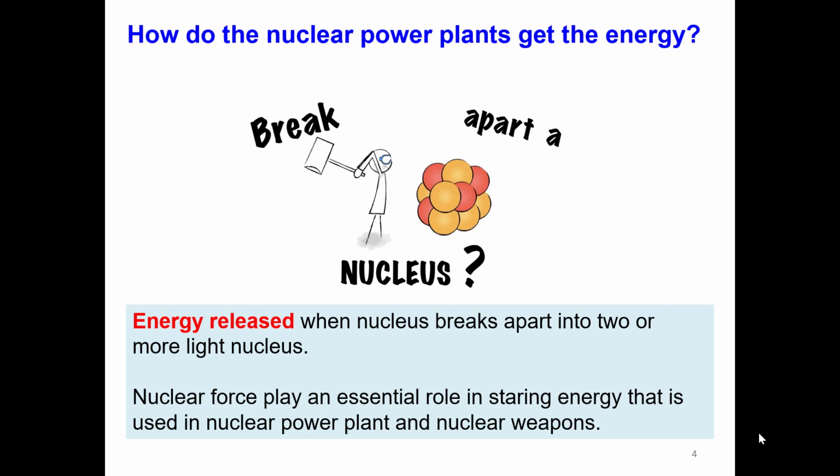Now we can answer the question: how do nuclear power plants get their energy? Remember, when we discuss work, we define work as force multiplied by distance. But work is related to energy, and this is why work and energy have the same units, joules. When a nucleus breaks apart into two or more lighter nuclei, energy is released.